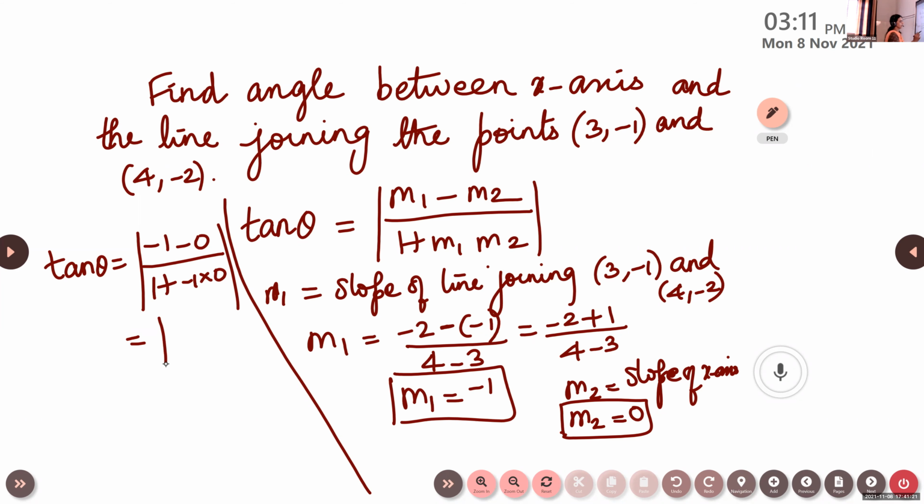So which will be the same as modulus of -1 by 1. So modulus of 1 means it may be plus or minus 1, isn't it? Modulus of x means it may be positive x or negative x.